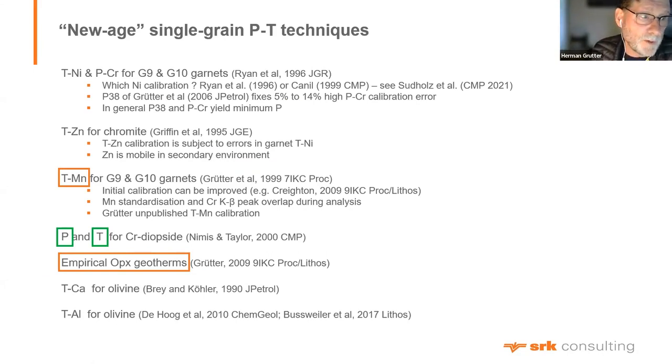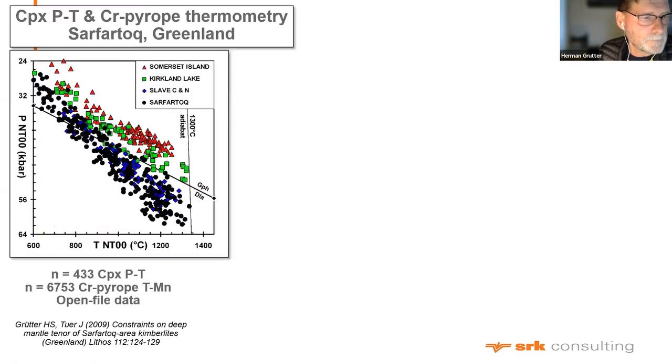So there's a lot of tools in the toolbox these days, and you have to pick your poison. My poison is manganese thermometry for garnets, and that underpins a lot of what you'll see in the next couple of slides. Let's start with Greenland.